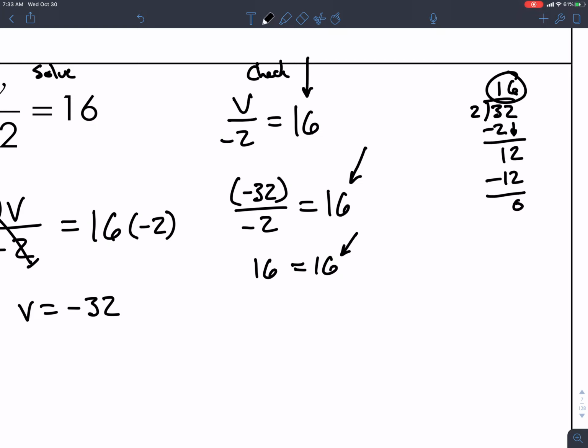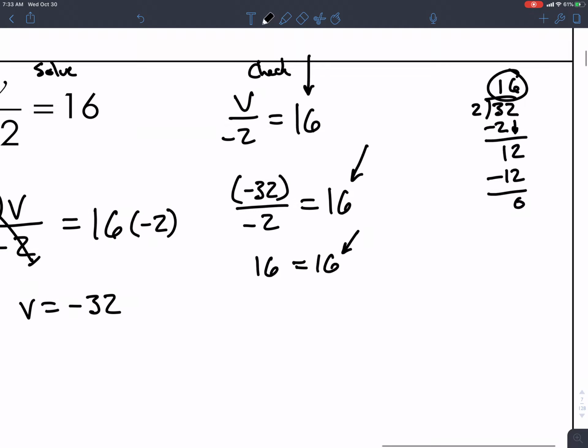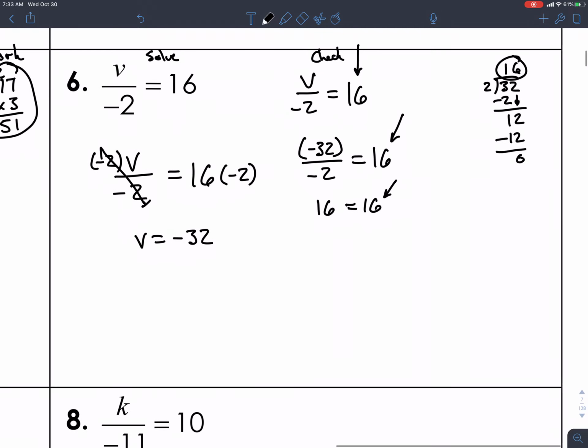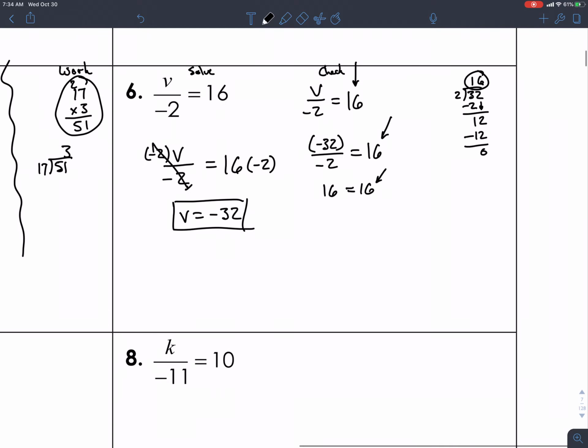We're not matching numbers. We're trying to see if the two sides are equal. Okay, and I never change that number on the right. There's too many times I've seen people make a mistake on the left, and then they just change that number on the right randomly to whatever's on the left so that they think, oh, I got it right. No, that's not how that works. They have to stay the same, and they have to be equal. Okay, so I know v equals negative 32 is correct because 16 equals 16.